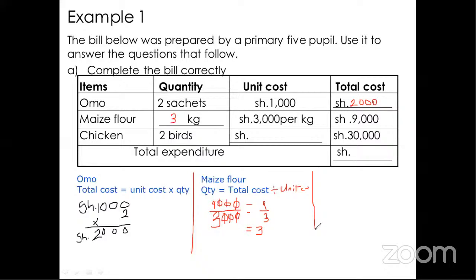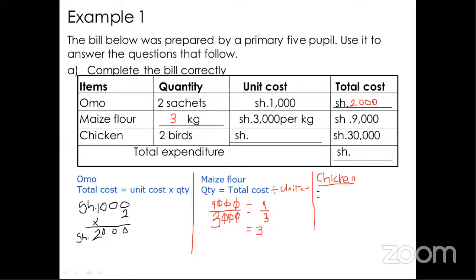Now you go to the last item. The last item is chicken. So you write here your chicken. Good. Now, under chicken, what is missing? Under chicken, the unit cost is missing. So you are supposed to find the unit cost under chicken.